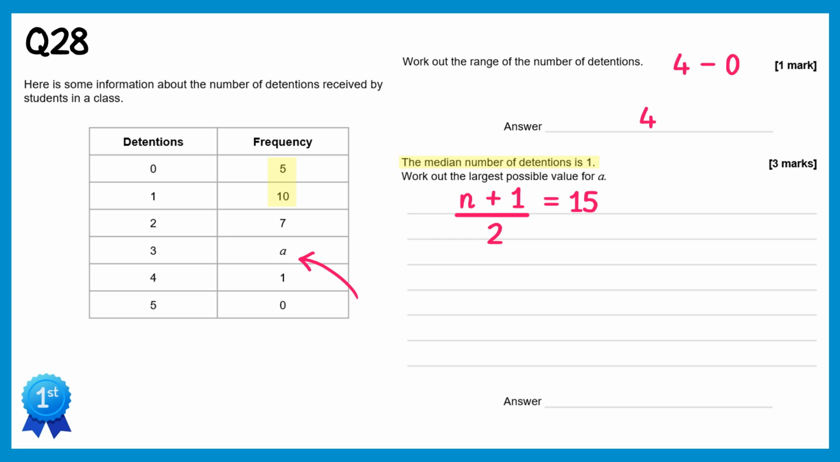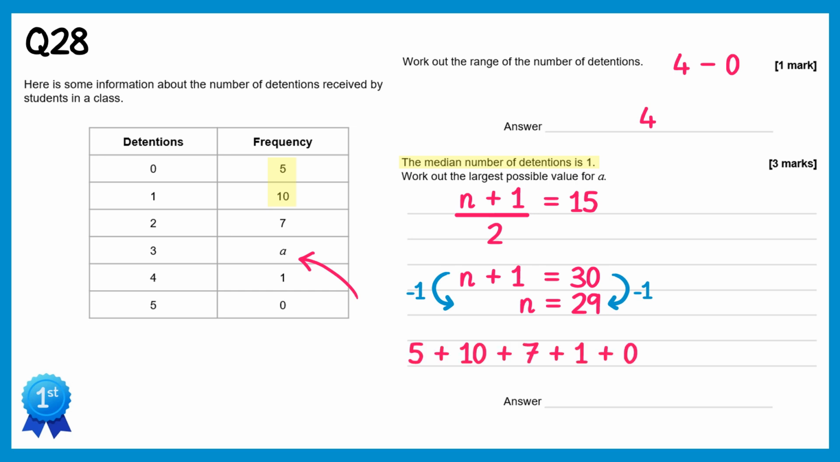To solve this equation, you could times both sides by 2, and you'll get n plus 1 equals 30, and then take 1 from both sides, and you'll get n equals 29. This tells us the total amount of frequency needs to add up to make 29. If we add up the numbers we already have, we've got 5 and 10 and 7 and 1 and 0, which gets 23. So if we do 29 take away 23, we get 6, which is the answer to the question.